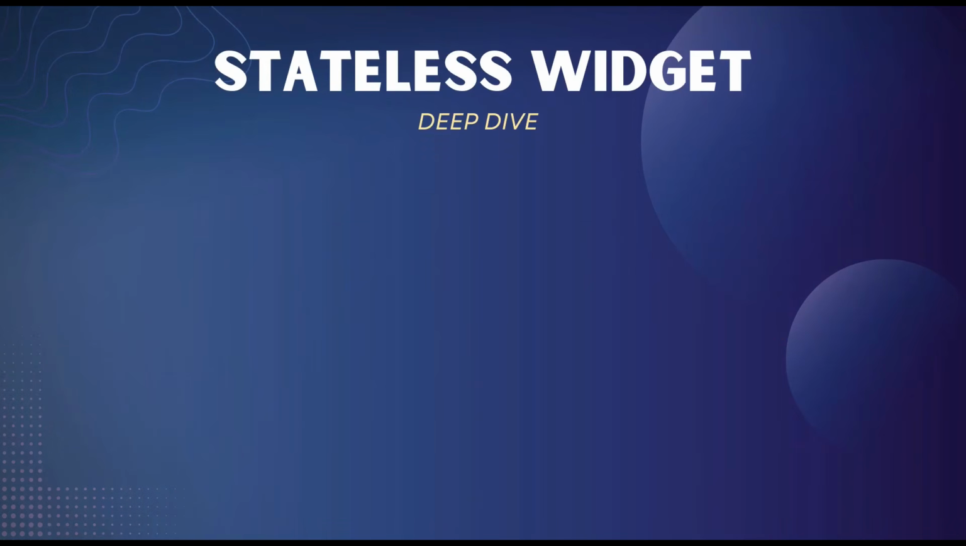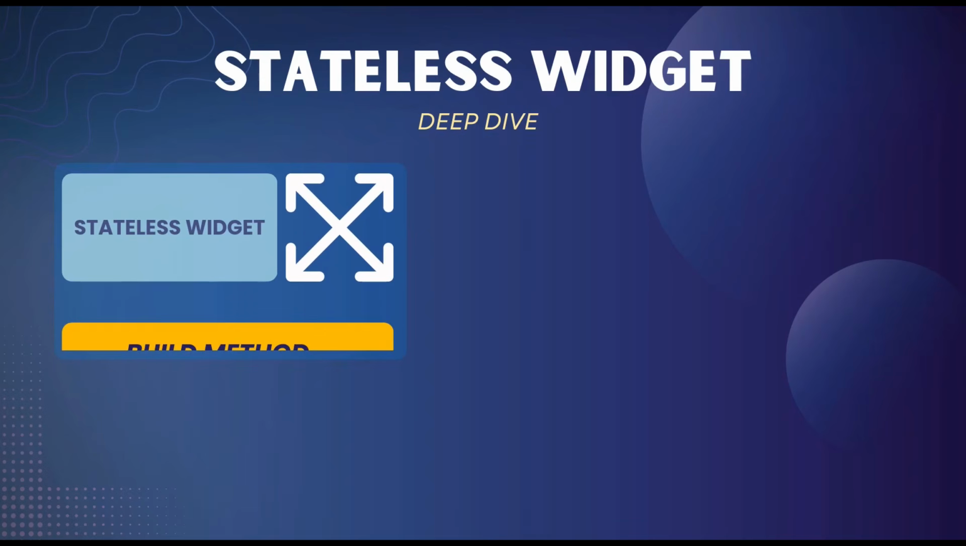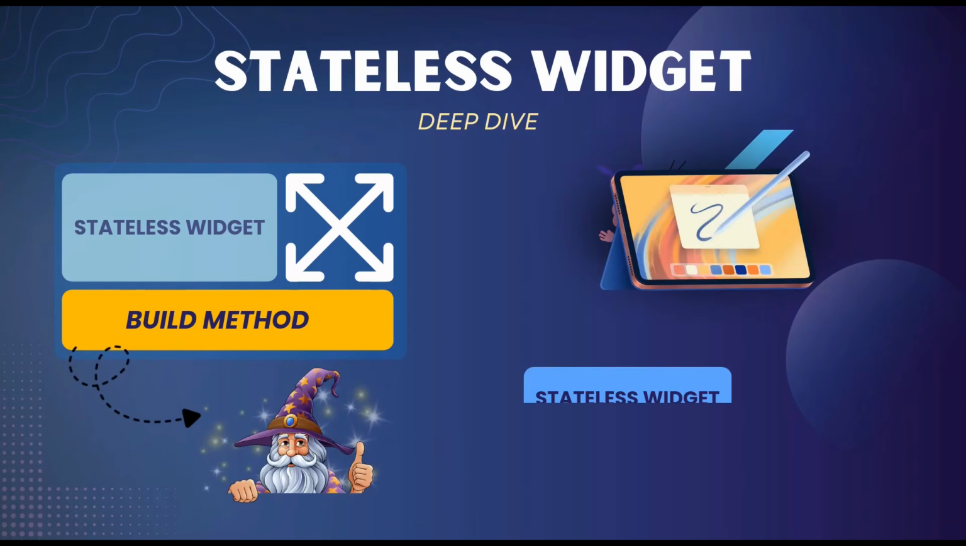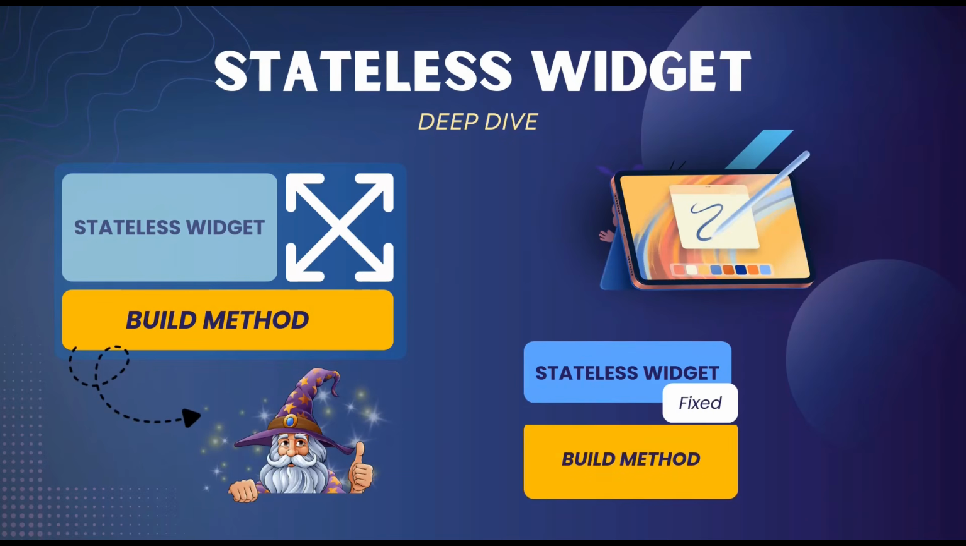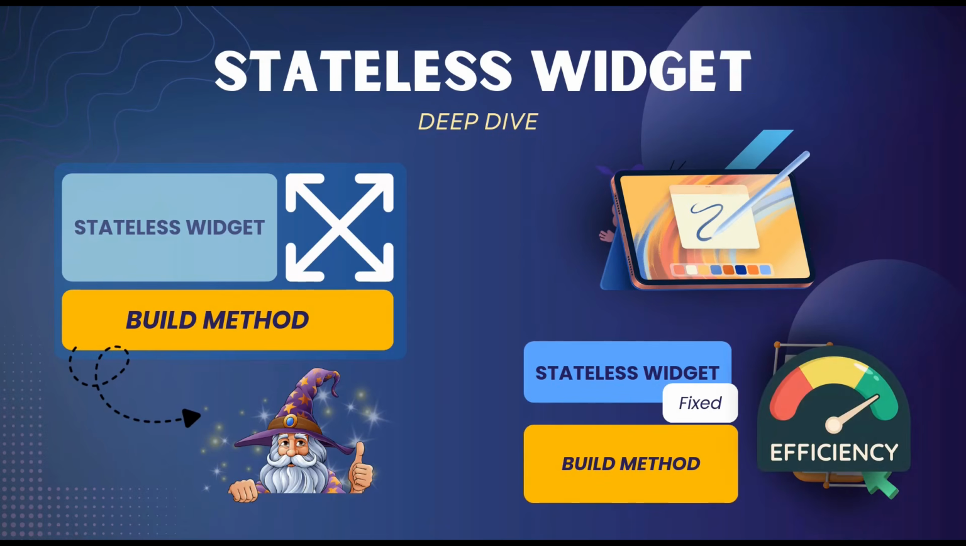Let's look at stateless widgets first. Let's look at its simple structure. A stateless widget extends the base StatelessWidget class, and its only job is to provide one function, the build method. The build method is where the magic happens. It tells Flutter what to draw on the screen. Since the data given to a stateless widget is fixed, the build method always returns the exact same UI. This makes them highly efficient because the UI does not have to change multiple times throughout the program. It is declared at the start of the program and remains the same throughout the program.